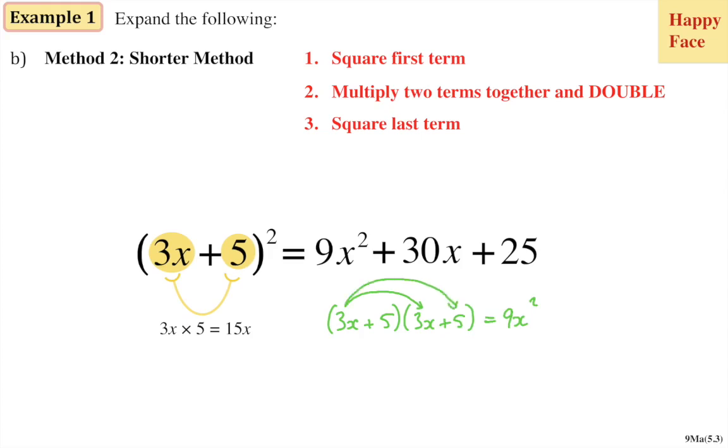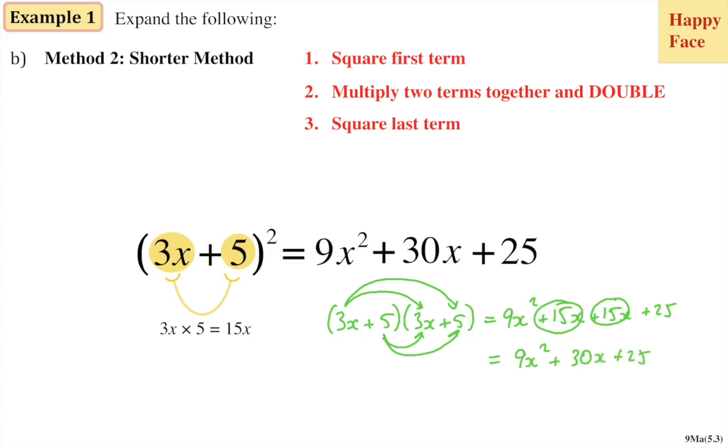Outside, 3x times 5 is 15x. Inside, 5 times 3x is 15x. And last, 5 times 5 is 25. And then we group our like terms together, and you'll notice there is a 15x and a 15x, which when you double it gives you 30x. So you get the same answer.